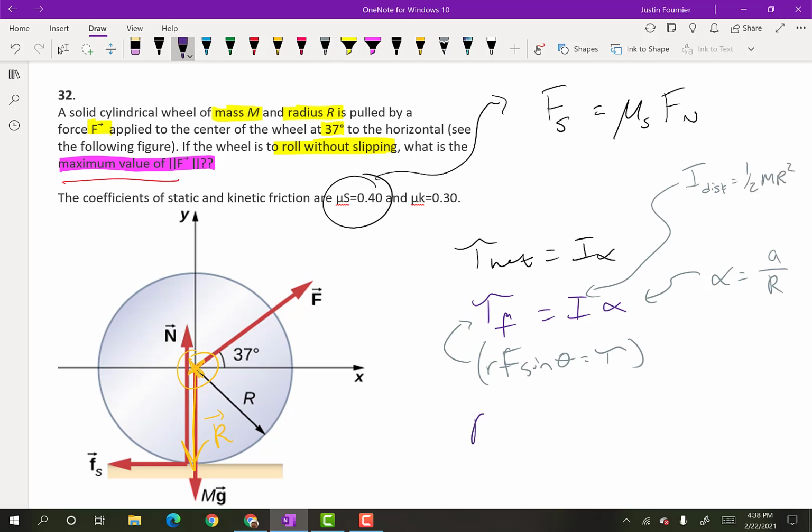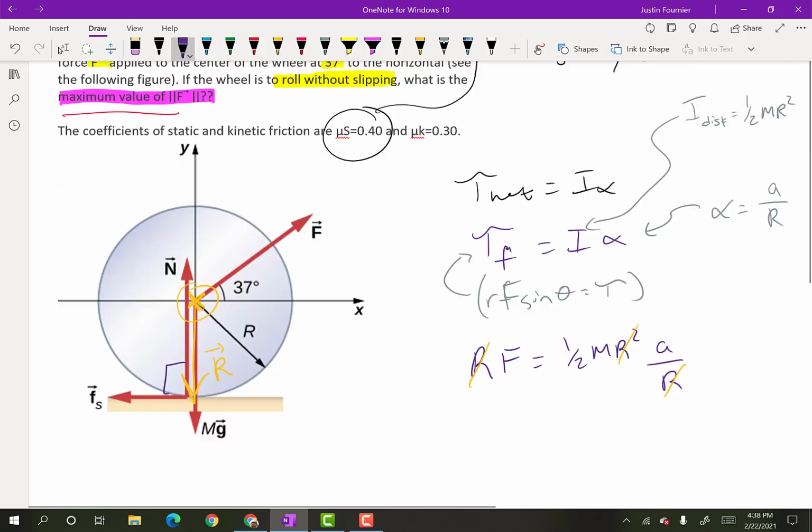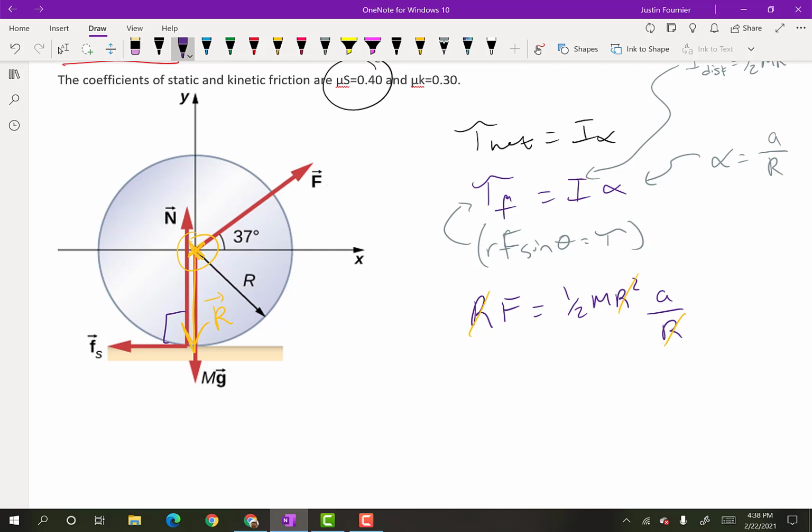So this is all going to end up being RF. The angle here is 90 degrees, so sine of 90 is 1. The moment of inertia is 1/2 mr squared, and then this is a over R, and a lot of these R's are going to cancel out as a result. So the force of static friction is going to be ma over 2.